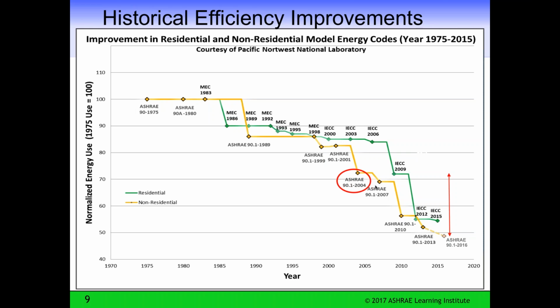The first thing we do when we add a system to the code is we add minimum efficiency requirements for that system, and they're existing now. There's not.